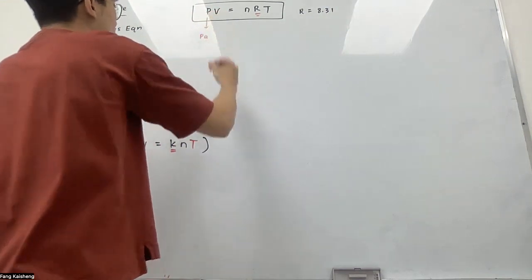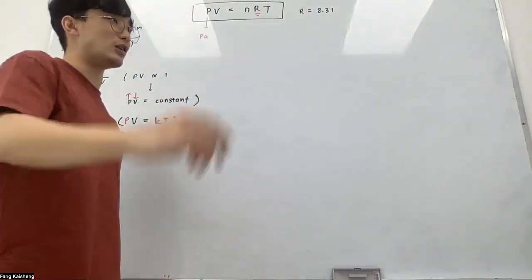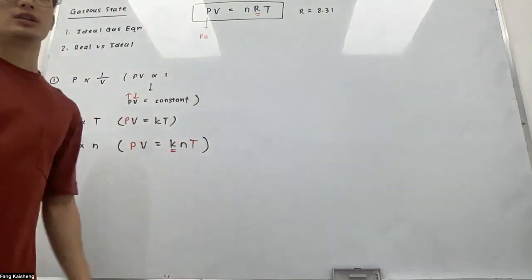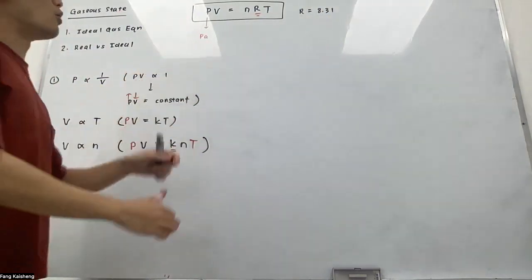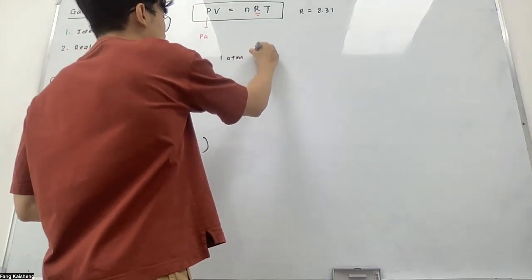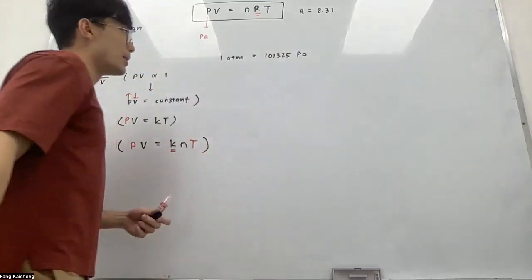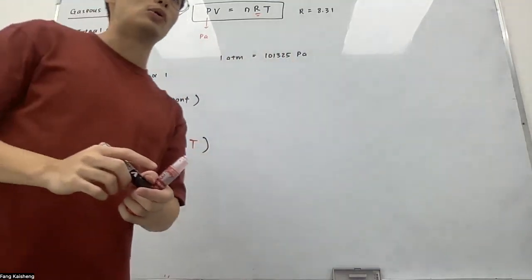Pressure must be measured in pascals. Your pressure may come in a lot of different units, which you learned in secondary school also, but it must be pascals, so no matter what you do, convert to it. Let me tell you some things. If it's in atmospheres, one atmosphere is 101325 pascals. Do I need to remember this? The answer is no, it's in your data booklet.